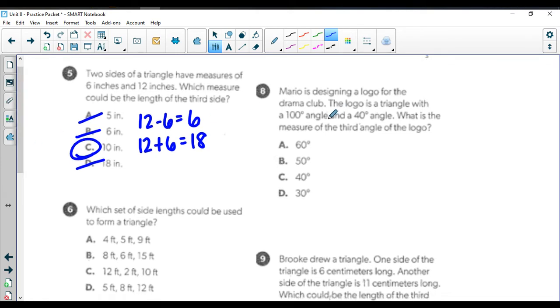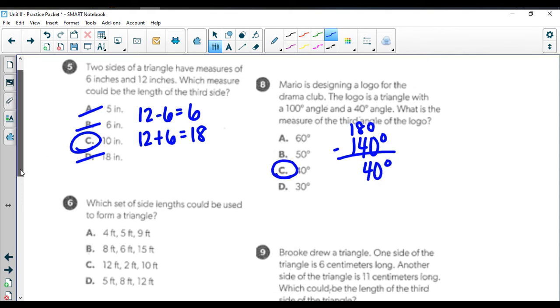I'm going to just do number 8 as well. That way we can just kind of move down the page. Mario's designing a logo. The logo is a triangle with a 100-degree and a 40-degree angle. What's the measure of the third? So I've used up 140 degrees. When I take that away from 180, I am left with 40 degrees. Our answer choice here is C.